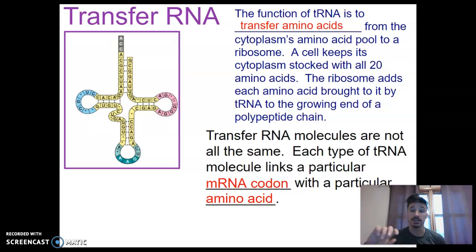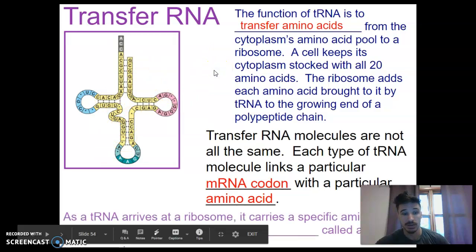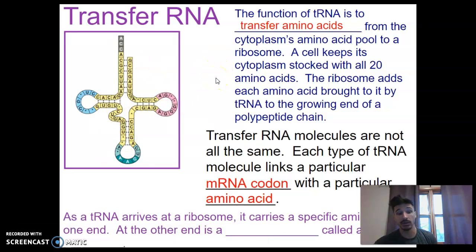And you're using the codon to figure out which amino acid that codon tells tRNA to get. So, as tRNA arrives back at the ribosome, it carries a specific amino acid at one end, and it's this end up here. This is where that specific amino acid is attached and being carried. At the other end, we have a new site called, I'm sorry, we're not going to name it just yet. At the other end is the nucleotide triplet, which we call an anticodon.